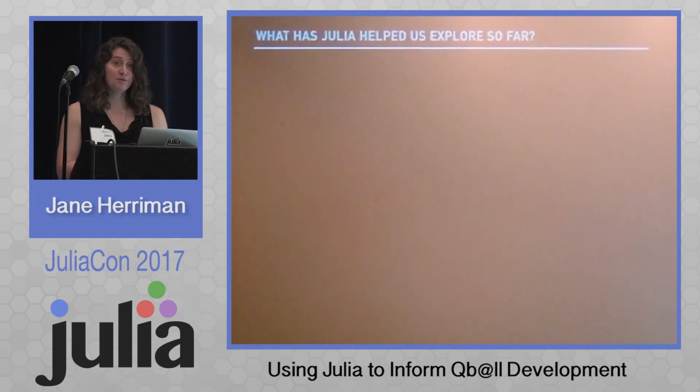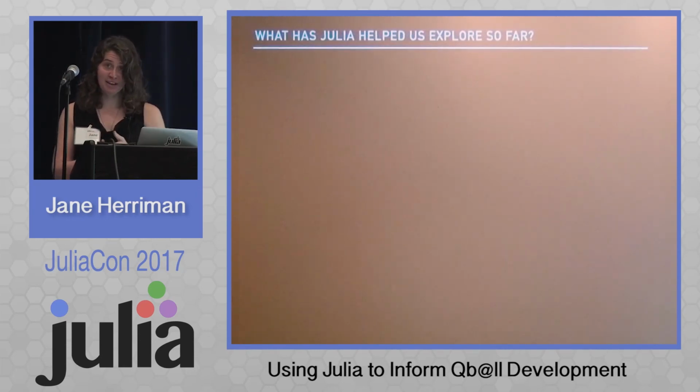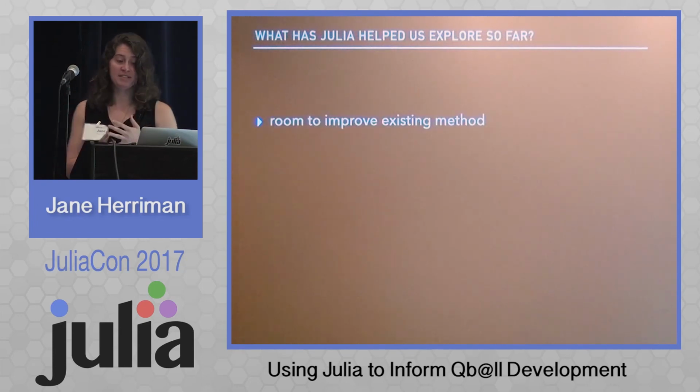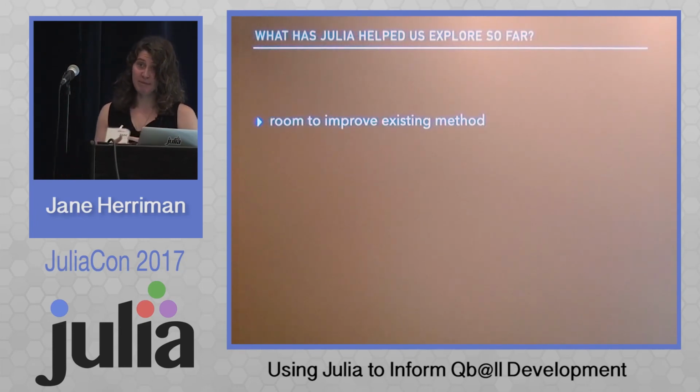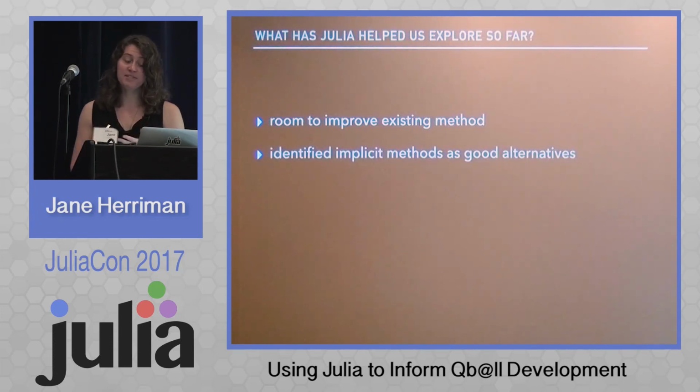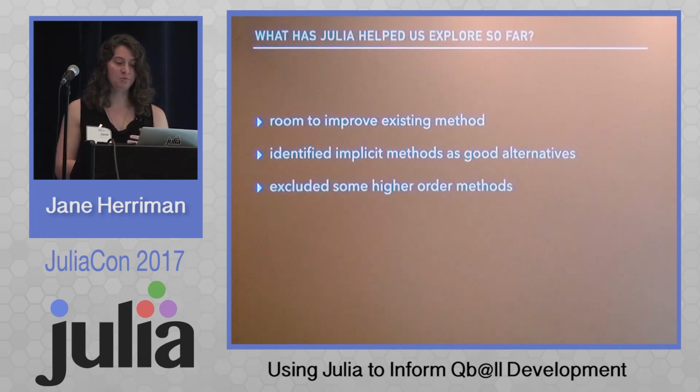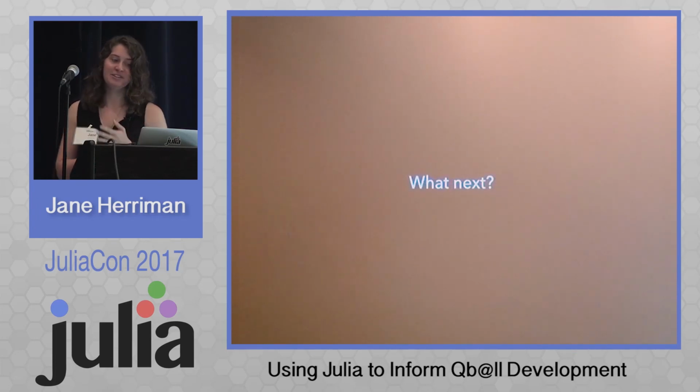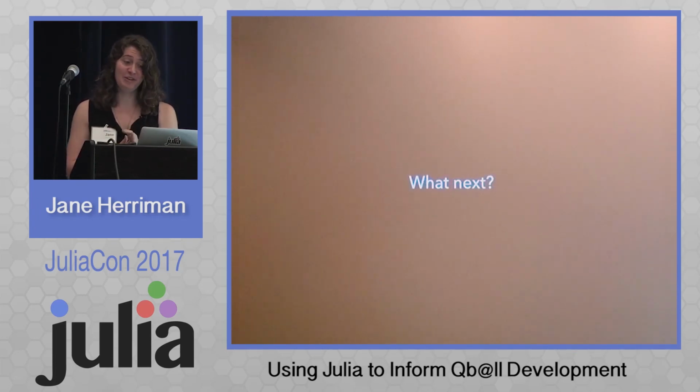So using this code, we've been able to rapidly screen methods and have made substantial headway as a result. First, we were able to see that there's still quite a bit of room to improve our existing method. Second, we've identified some implicit methods that look promising as alternatives to our existing method. And third, we've been able to rule out some higher order methods that turned out to be unstable for our particular problem. So the story here is that Julia is super helpful in our work on QBall.